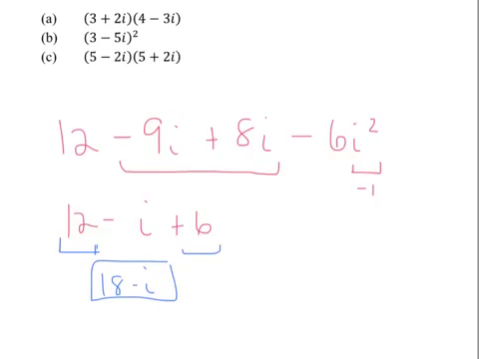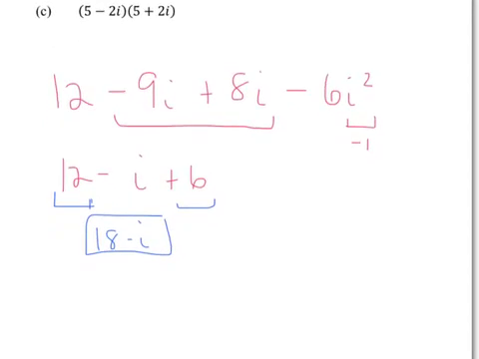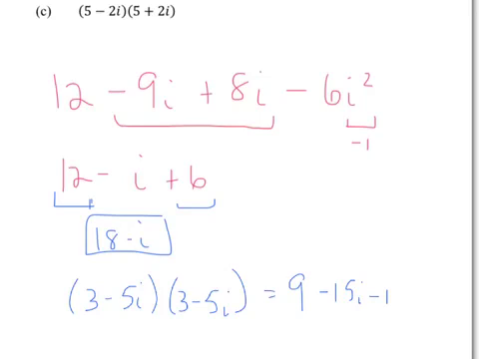For part B, we just have to remember that we need to FOIL this. We cannot distribute the square to each term. Part B is really saying the following. It's saying quantity 3 minus 5i times quantity 3 minus 5i. Now, if I were to multiply these two, I have to FOIL them. First, it's going to give me 9. Outer is negative 15i. Inner is negative 15i. And then last is going to be positive 25i squared.